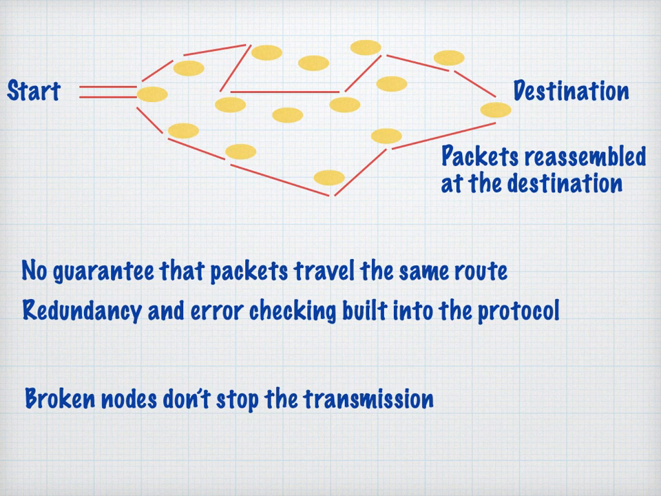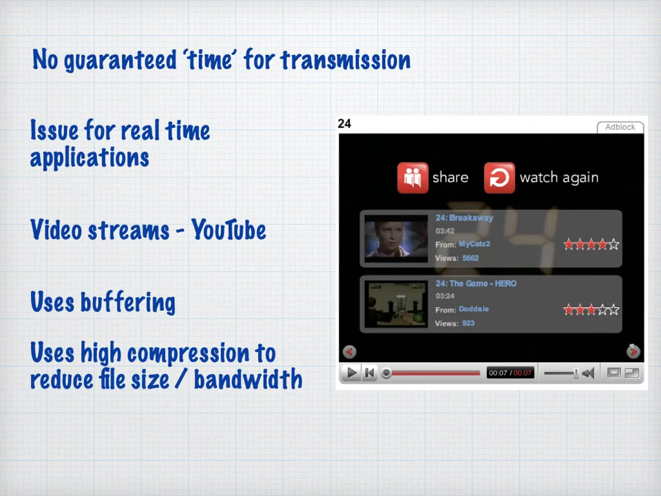Now, the consequence of that robustness means that we can't guarantee time for transmission. We say, well, we don't know what route this is going to take, but we can guarantee that the packet will arrive eventually. And the consequence of that is that some real-time applications which attempt to work over the internet are going to have problems. And a classic example of this is YouTube.